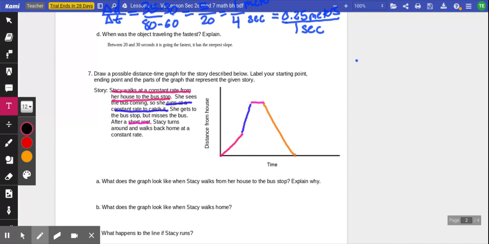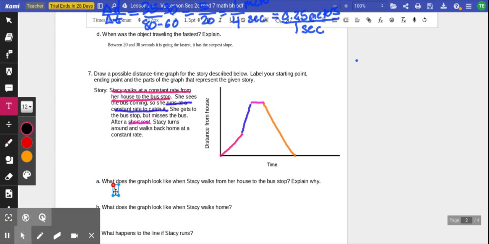Okay, so what does the graph look like when she walks from her house to the bus stop? She's having a positive slope. Positive linear, positive slope. She is walking at a constant rate away from her house.